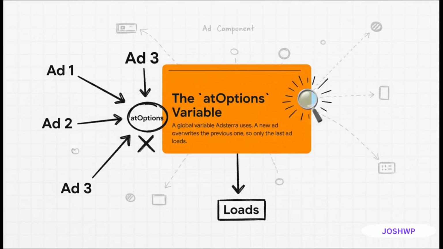And here's the villain of our story. It's this one little global variable called atOptions. Every single Adsterra ad script uses this variable to set itself up. So your first ad component loads and says, okay, window.atOptions is for me. But then a split second later, your next ad component boots up and just stomps all over that same variable with its own settings. The result? Only the last ad to get its settings in actually works.